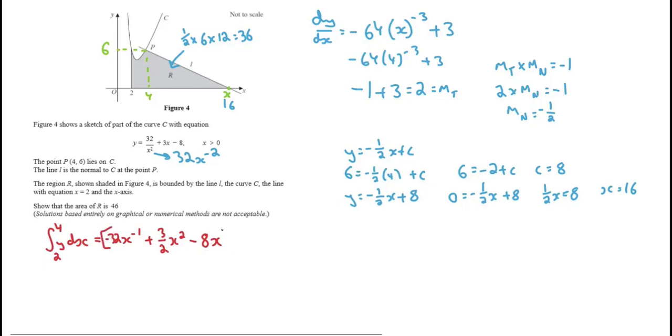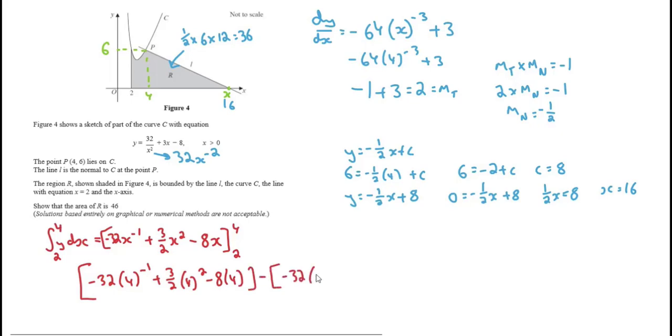So if we just set up our brackets for 2, once we'll do this with 4, so minus 32, 4 to the power minus 1, plus 3 over 2 lots of 4 squared, minus 8 lots of 4, minus from this, doing it all again with 2, so minus 32, 2 to the power minus 1, plus 3 over 2, 2 squared, minus 8 lots of 2. You can, of course, plug this all into your calculator all at once, but if you wanted to just work it through, you end up in the first bracket with minus 8. This then comes to plus 24, and that is minus 32.